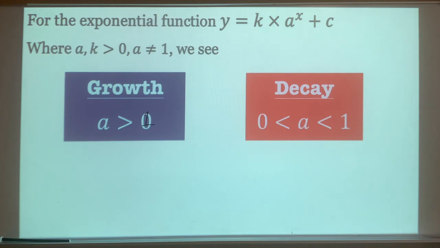The first easiest part. So if the growth is greater than one, for instance, you can think of it this way. One is like 100%, okay? 1.01 is like 101%. So when you have 101% of an original amount, it's going up, right? That makes sense?